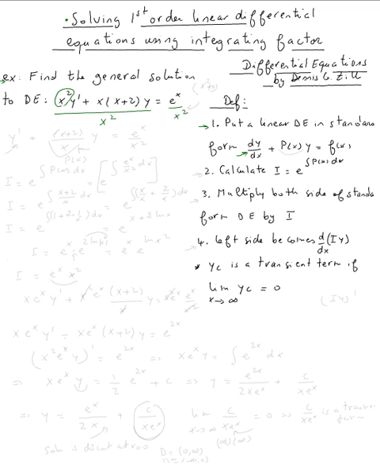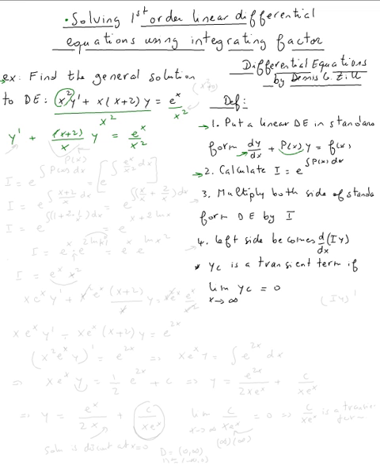If you do that, you get x squared over x squared, which is y prime, and then x over x squared, which is going to be x plus 2. There's going to be one x left in the denominator, and then this is going to be e to the x over x squared. Number 2, we need to calculate the integrating factor, which is e to the integral of p of x dx.